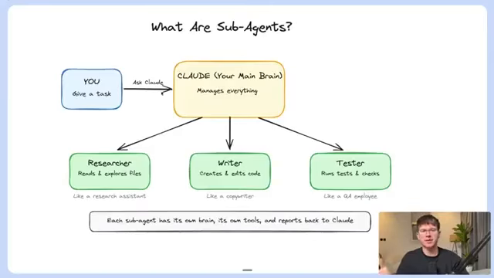Okay, so think of Claude Code as the business owner. Right now, what's happening is that you're asking Claude Code to do everything: research, write, test, organize, right? And that's like running a one-person business forever. And so you can think of sub-agents like hiring different employees. Each one has their own brain, their own job description, their own tools, and each one reports back to the main boss, which is Claude in this case, right?